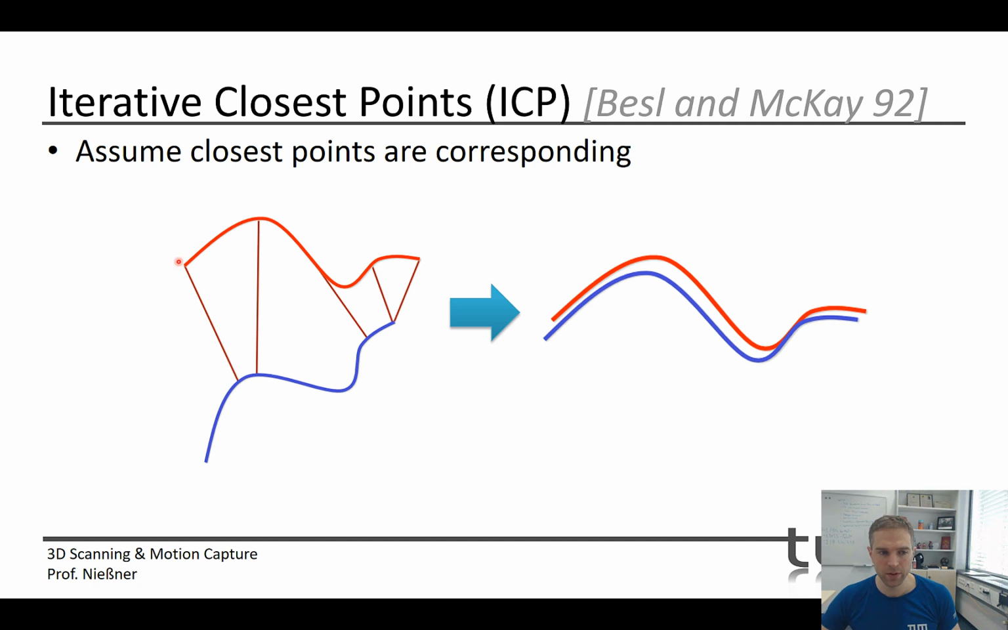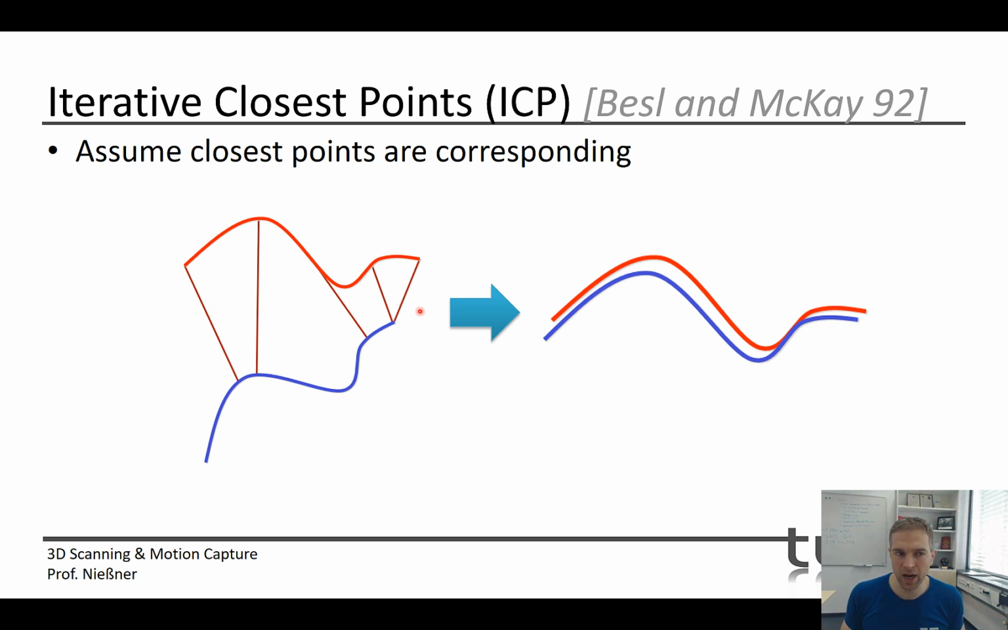So if I have this point here on the red curve, I'm just going to try to find in this blue curve, oh, this is my closest point. All right, so this is a correspondence. From here, this is the closest point. From here, this is the closest point, and so on, right? And of course, this is not perfectly true, right? So these correspondences, they are not actually ground truth correspondences. They're just nearest neighbor correspondences.